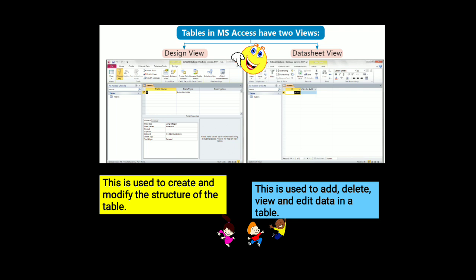Next is tables in MS Access have two views. First view is design view, second is datasheet view. Design view is used to modify the structure of the table, and datasheet view is used to add, delete, view and edit data in a table.